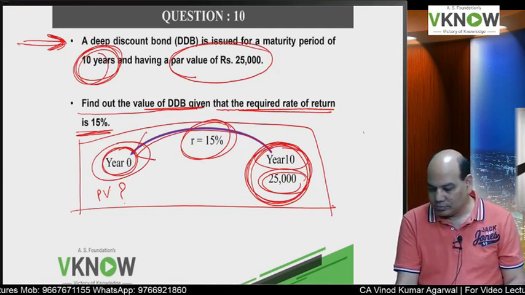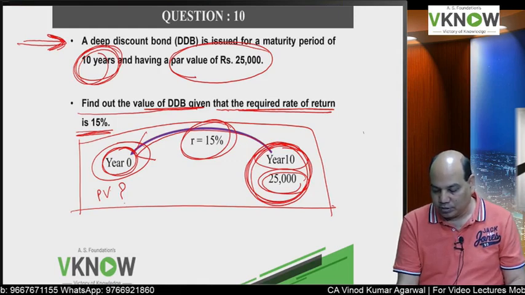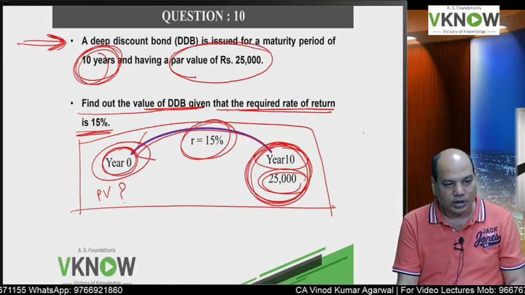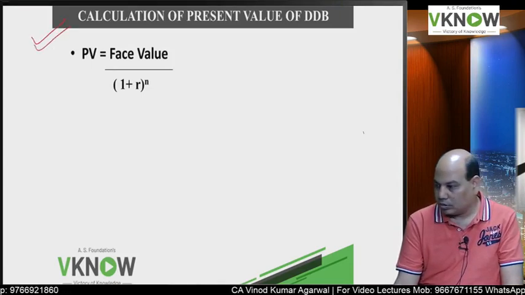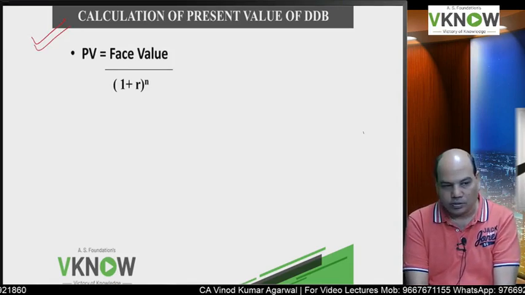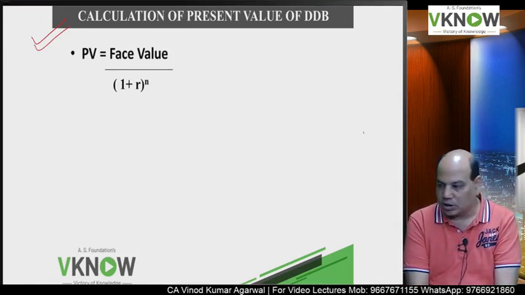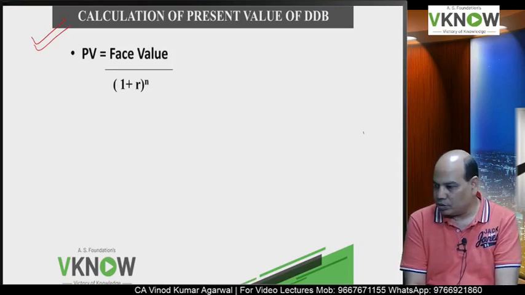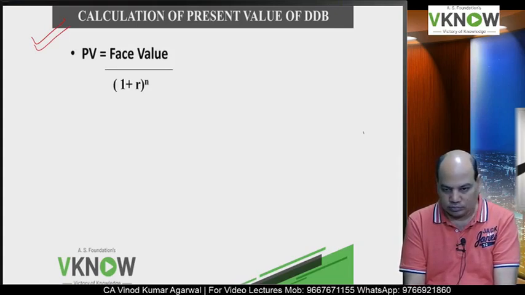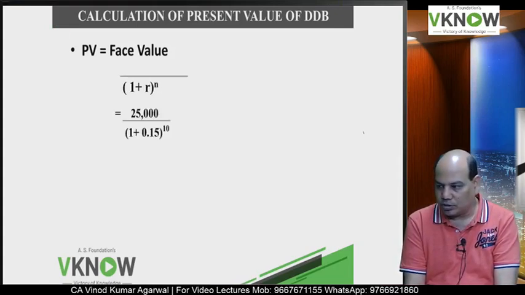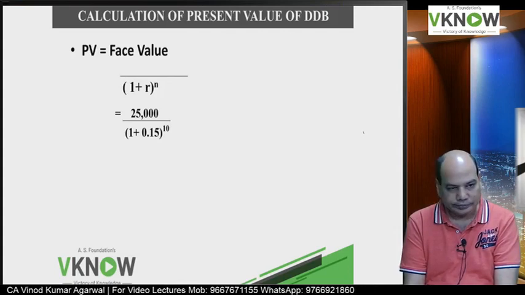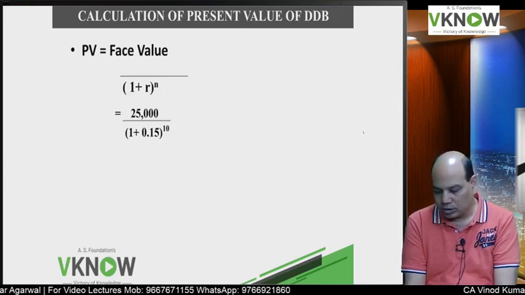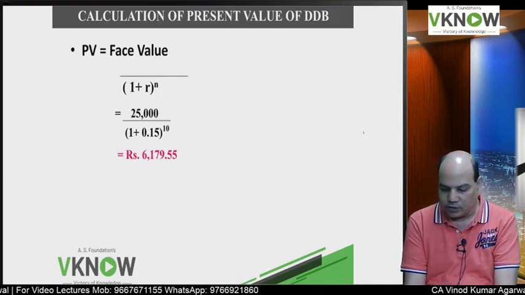Come on, come on. 25,000 divided by 1.15 and press equal to 10 times. So first you write the formula. Present value of deep discount bond is equal to face value upon 1 plus r to the power n. Then you put the numbers there. 25,000 upon 1.15 to the power 10, and then the answer is 6179.55, or you can round off to 60.